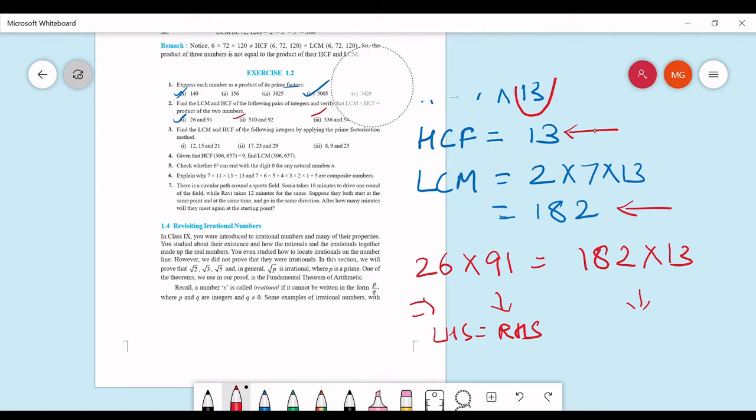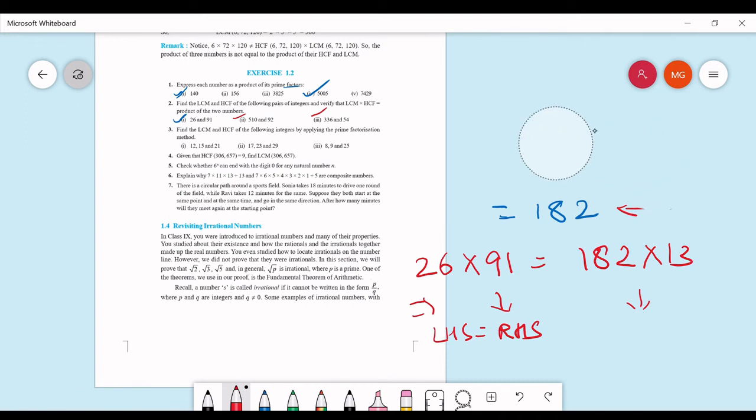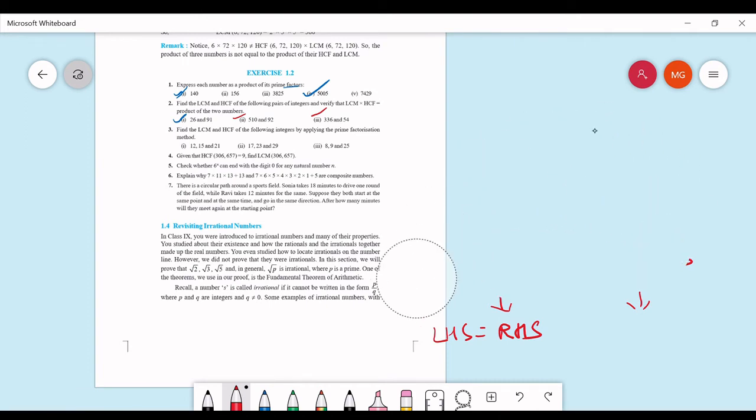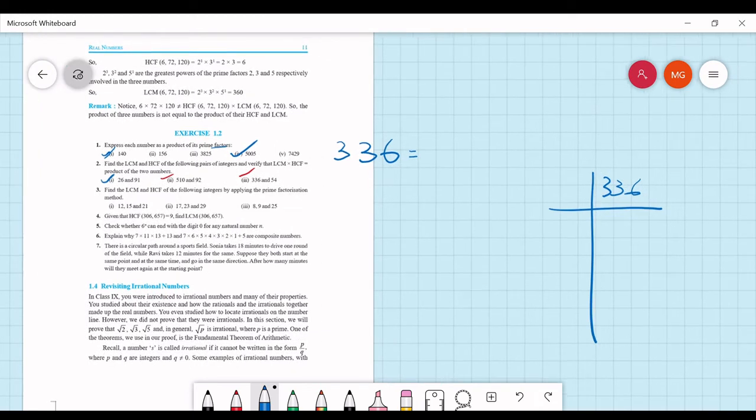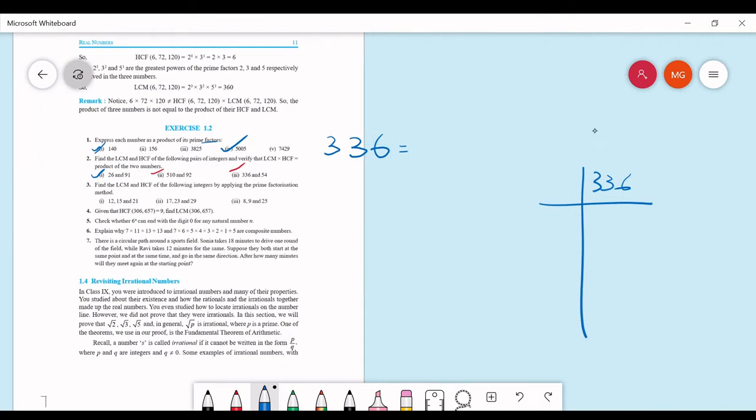So let us do this. Second one says 336 and 54, right? 336 and 54. See, by using that prime factorization, you will be calculating the values. If you are unable to do this factor thing on your own, just calculate this in rough and then you will be getting the prime factors, right?